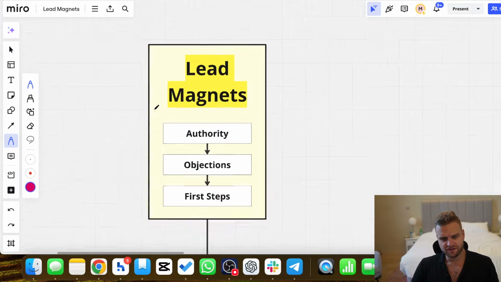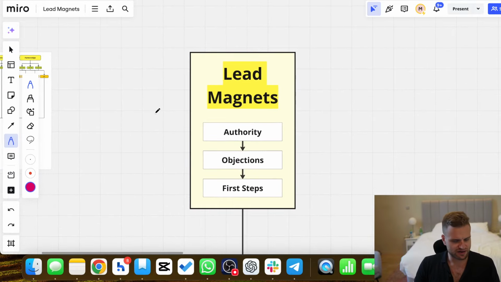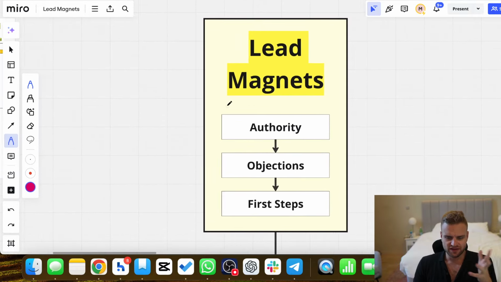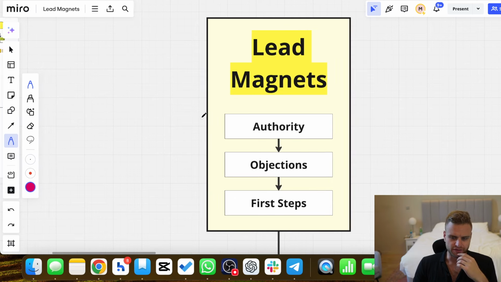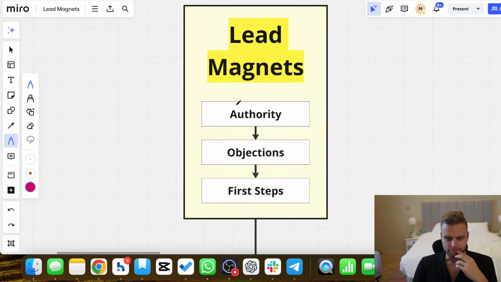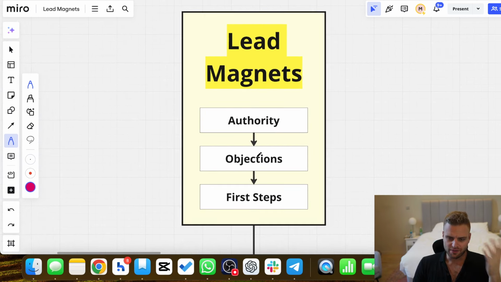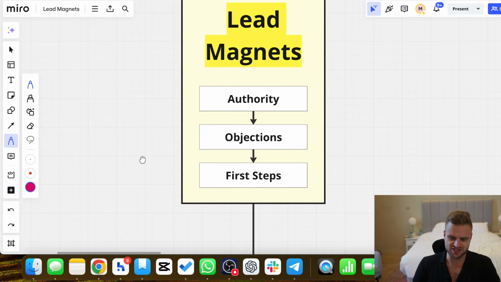So I have a few little diagrams here that I think will be good. The lead magnets and their purpose are to basically build authority, automatically overcome objections, and act as like a little advice for them to then take their first steps to say like, okay, this works. And then if you successfully do this and you get them their first quick wins, they are going to be hiring you. And that's just how it is.